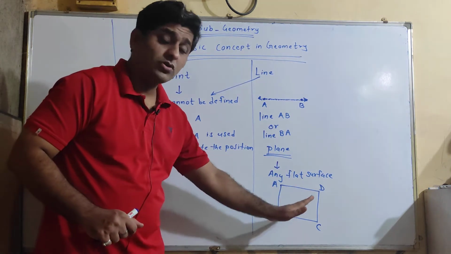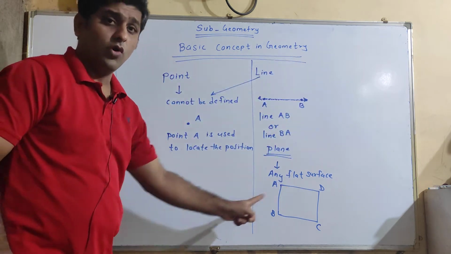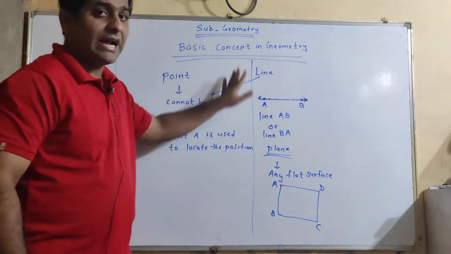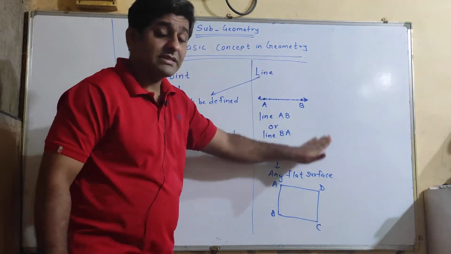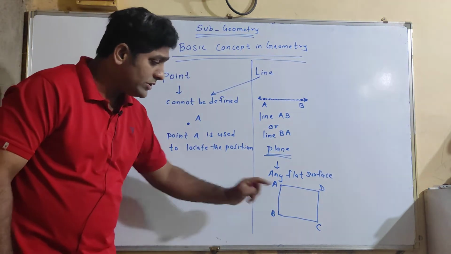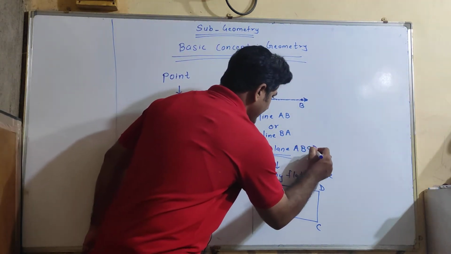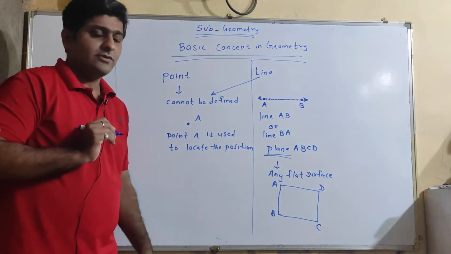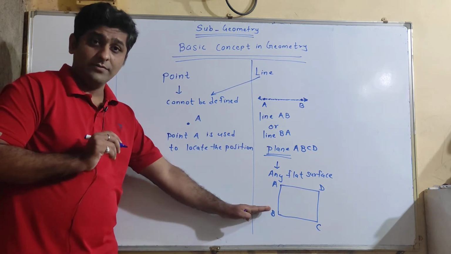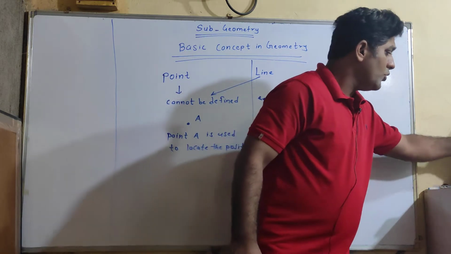So when we talk about a plane, it's a flat surface. Let's take an example of this board. This board is a flat surface. Since it's a flat surface, it is a plane. And if I want to name this plane, I'm going to call this plane ABCD. So this is how I'm going to name the plane. Let us understand further, students, with a few more concepts.